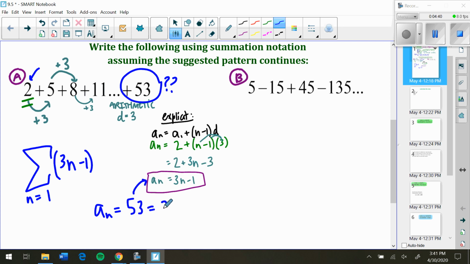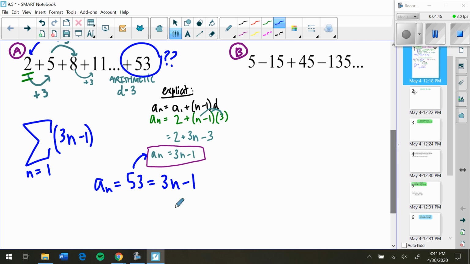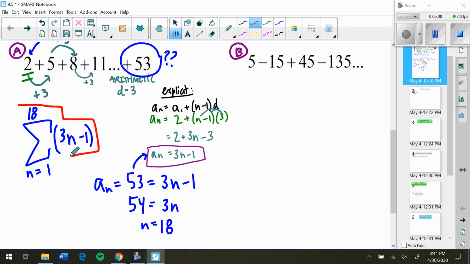So I'm going to set this equal to 3n minus 1, and I'm solving for n, or the term number that this is. So I'm going to add 1 to both sides. 54 is equal to 3n, and then divide by 3, and I would get n equals 18. Or that 53 is the 18th term, which means I'm going to put an 18 up here and I now have this sequence written as a series. I am adding up the terms from the 1st to the 18th, and this is my definition.